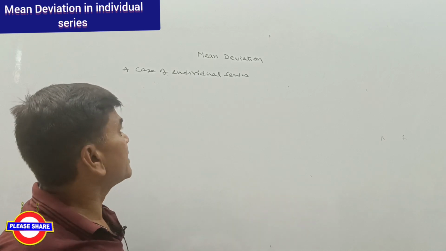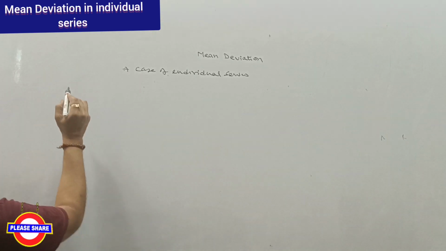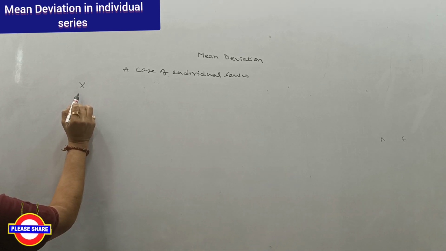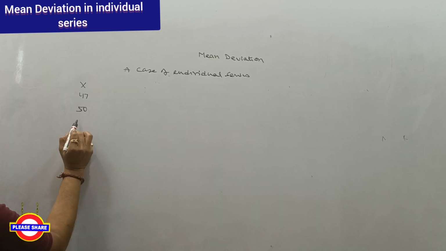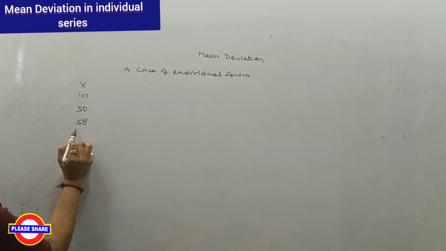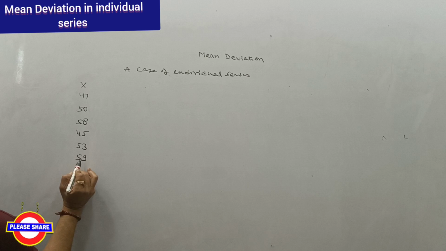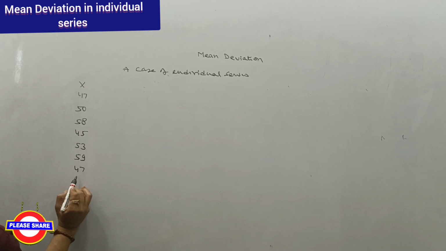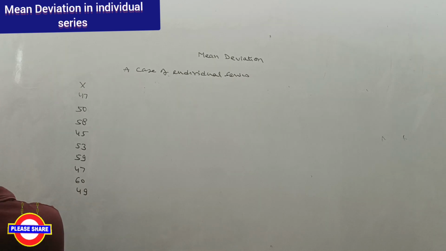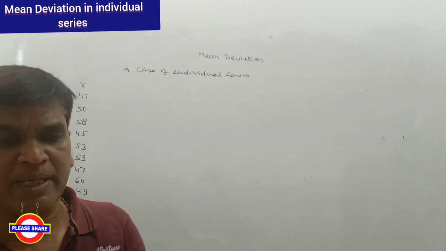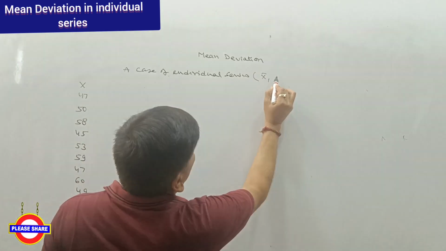Firstly, I am taking an example of an individual series. Suppose we are given x values 47, then 50, then 58, then 45, then 53, then 59, then 47, then 60, then 49. Suppose these 9 items are given to calculate mean deviation. We have to calculate mean deviation from arithmetic mean or median.